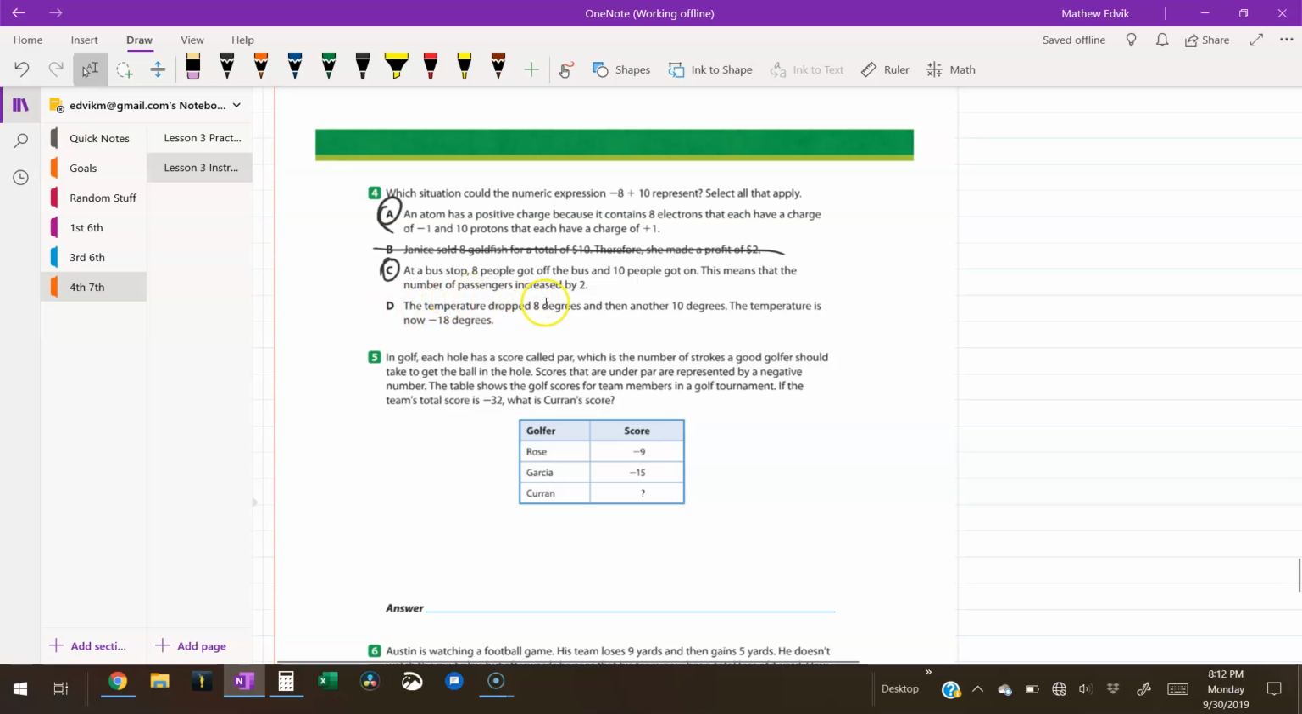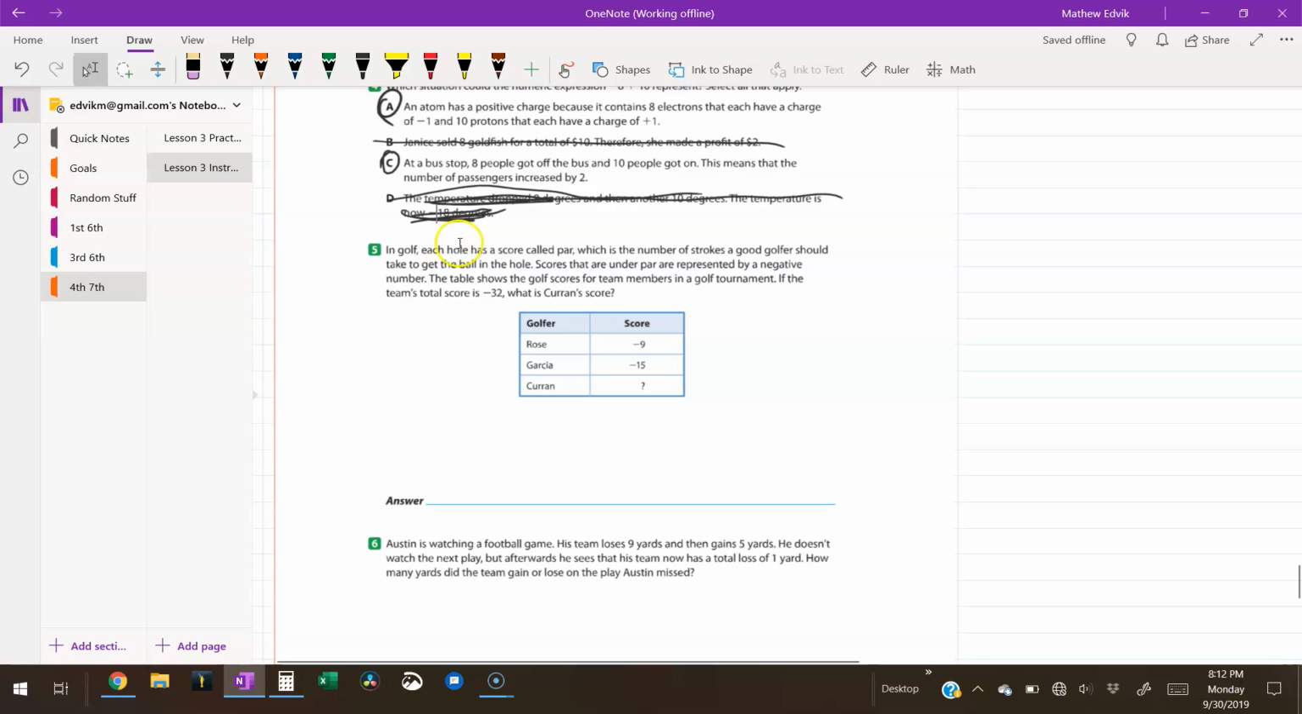Here's what I found. The temperature dropped 8 degrees and then another 10 degrees. The temperature is now -18 degrees. Well, that one doesn't work because you're adding another negative, so you're actually going to go more negative. This is a true statement, but it doesn't represent this. So D is, see you later. Who wants to be in negative 18 degrees anyways?